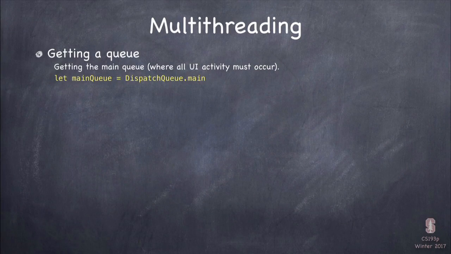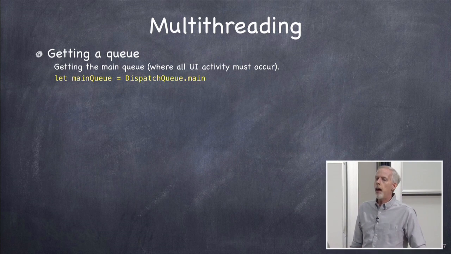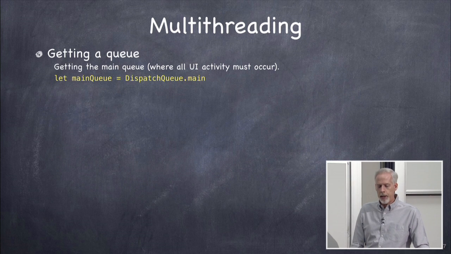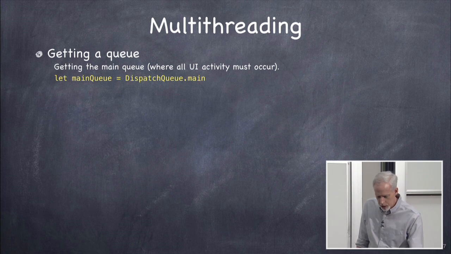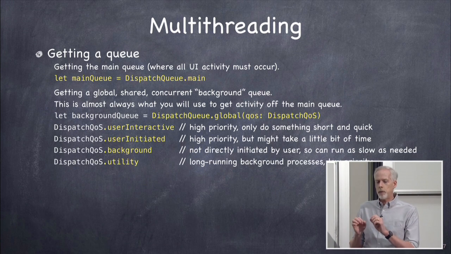So let's talk about the code. How do you get a queue? I need a queue because I want to put a block of code on this queue. I want it to get in line to go run. Well, the main queue, you just use this var DispatchQueue.main. It's a static var, a class var on the class DispatchQueue. And that's it. You have your main queue. Couldn't be easier. Now, getting one of these global concurrent queues, a little bit more work.